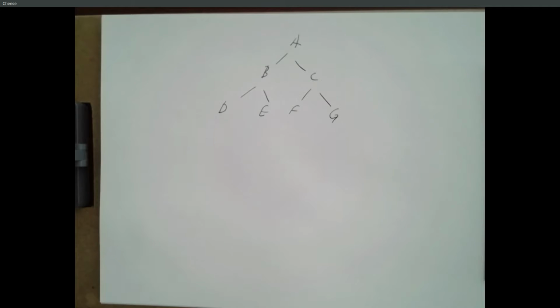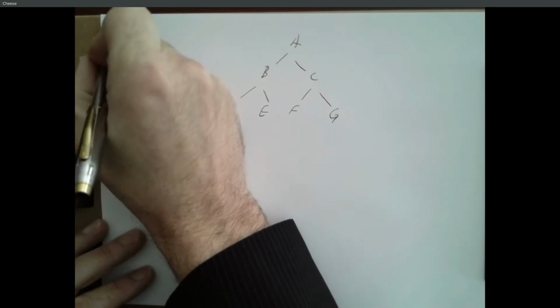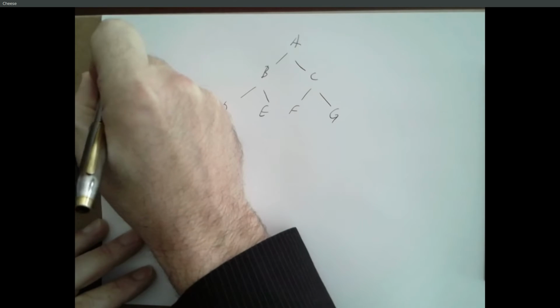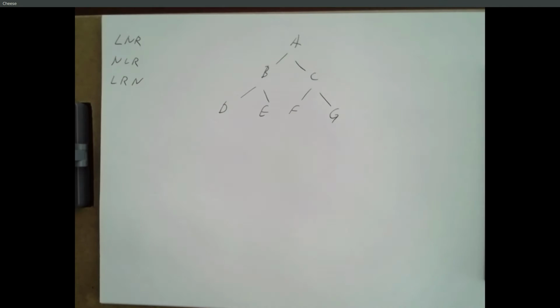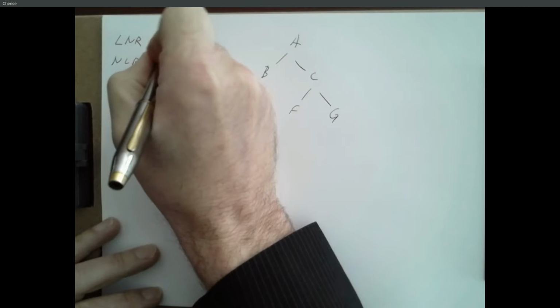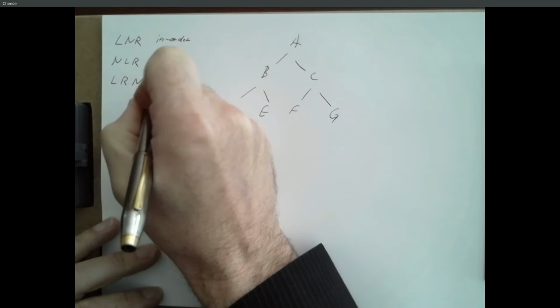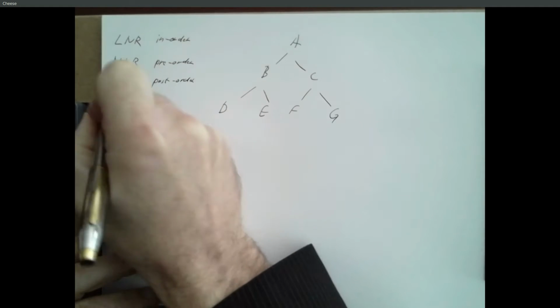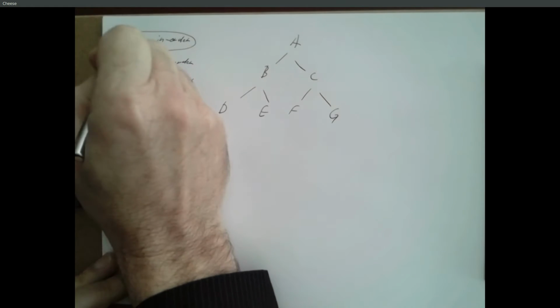So there's a tree with 7 nodes in it. There are 3 fundamental ways to traverse this tree, and they're called LNR, NLR, or LRN. LNR is also called in order. NLR is pre-order. LRN is post-order. What do these things mean? L is left, R is right, N is the root node. We're mainly going to talk about LNR, in order traversal.